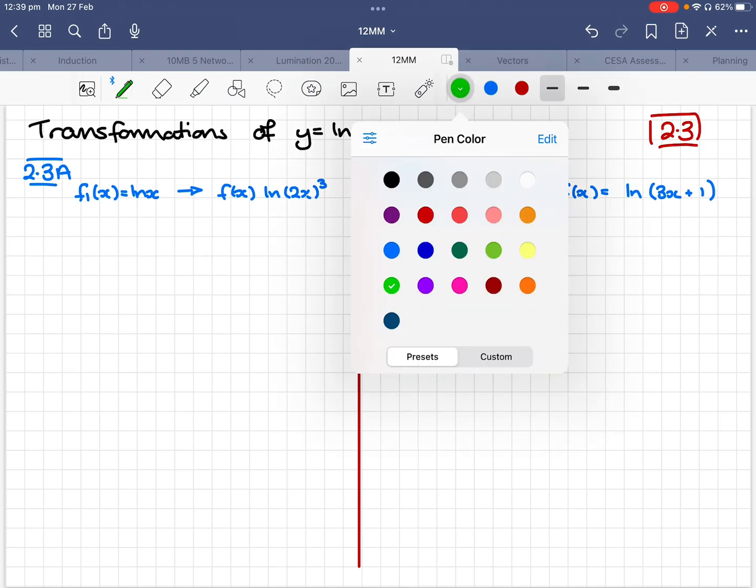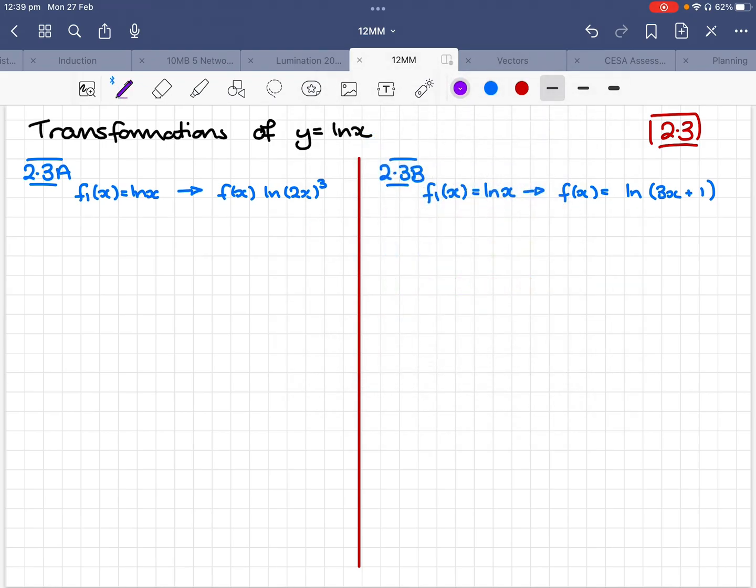So first up, we've got describe the transformation from f of x is equal to ln x to f of x is equal to ln of 2x cubed. Let's do some manipulation here. So we have got 3 ln of 2x, which is equal to 3 times ln 2 plus ln x. It's really helpful if you can get that ln x isolated.